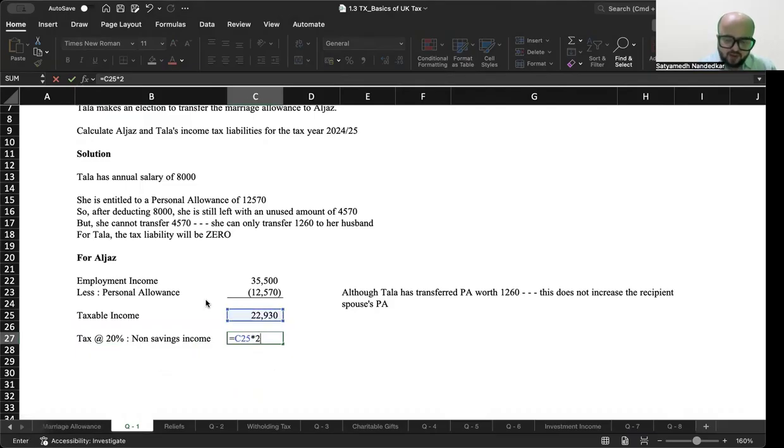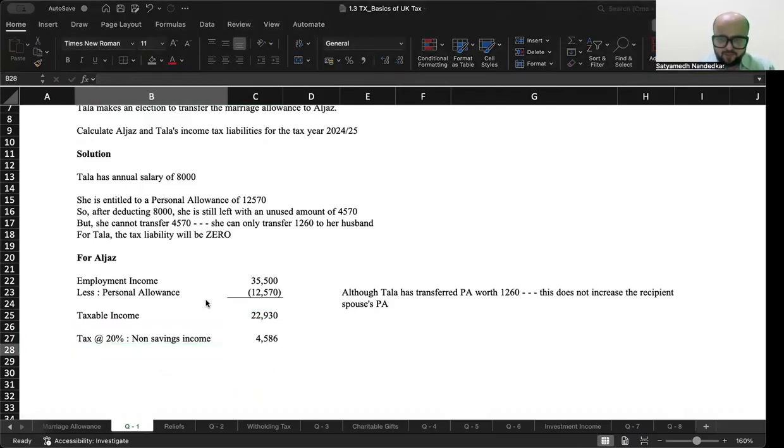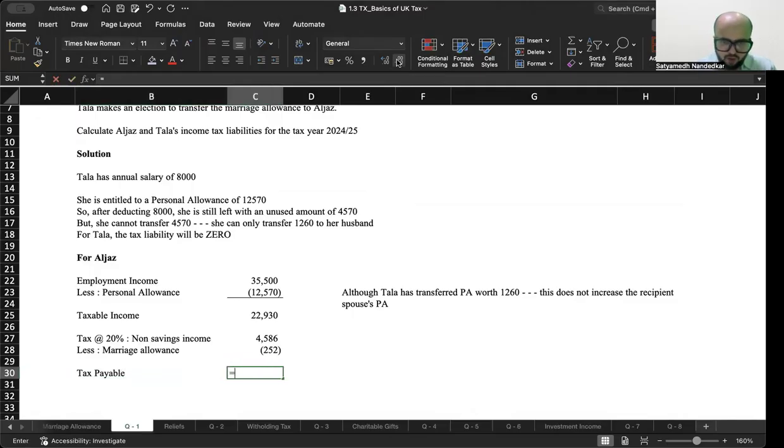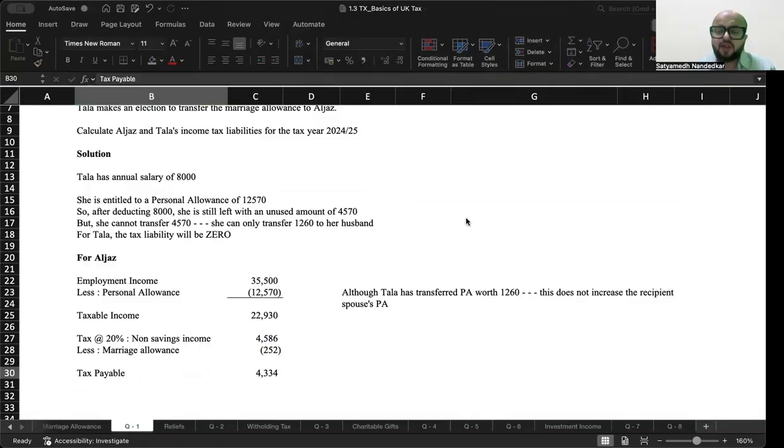Non-savings income, this into 20% less marriage allowance minus 252. This is the amount that you will be allowed to subtract. And what are you left with? You are left with tax payable of 4586 minus 252, which is 4334. Tax liability is reduced by 252. Okay, no other change happens.